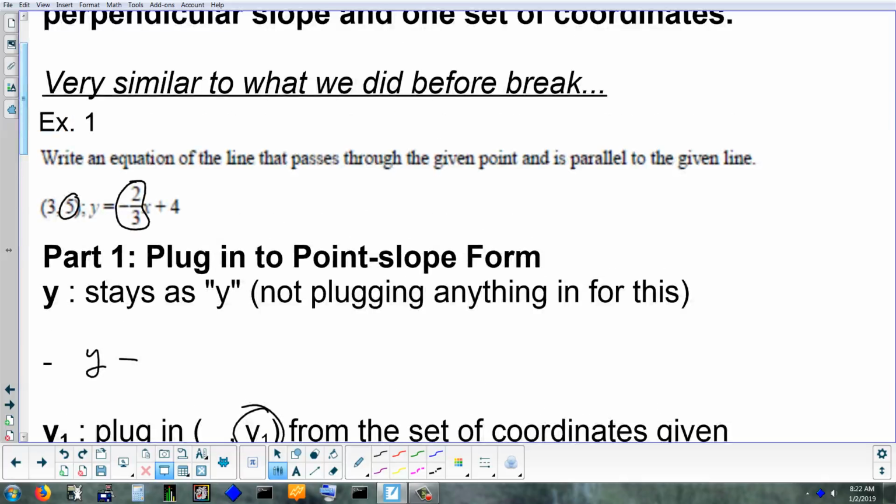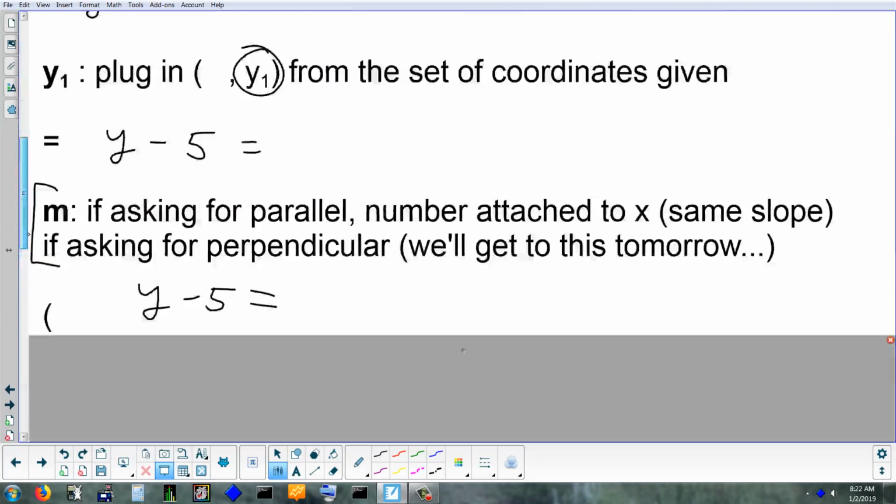And the reason we don't change that number is because they asked for what kind of line? Parallel or perpendicular? Parallel, right? It says write an equation of the line that's parallel. When they ask for parallel, you don't change the slope. Because you want the slopes to be the same. If they're different slopes, they're going to end up crossing, okay? So what's my slope? What did we just say? Someone said it.